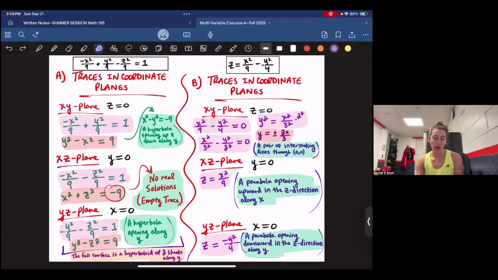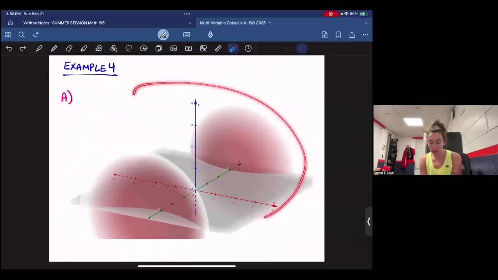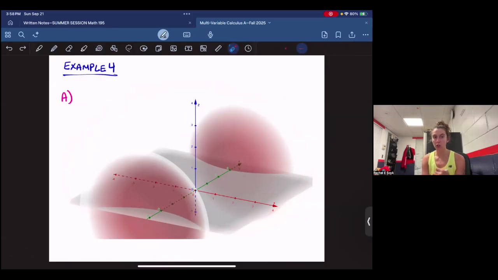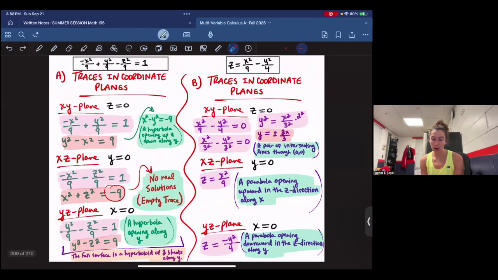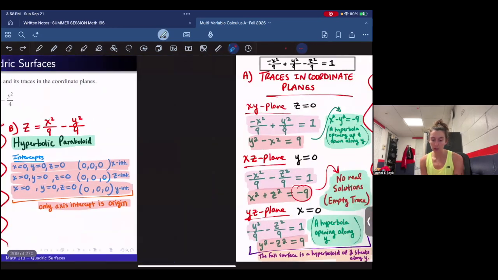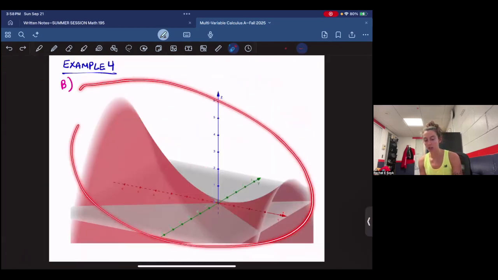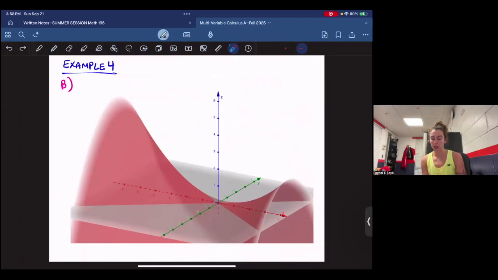So for our hyperboloid of 2 sheets along y, our visual looks something like this. And then I'll show you the interactiveness in a moment. And then for our hyperbolic paraboloid, our visual is going to look something like this. And then once again, I'll show you the interactiveness right now, actually.